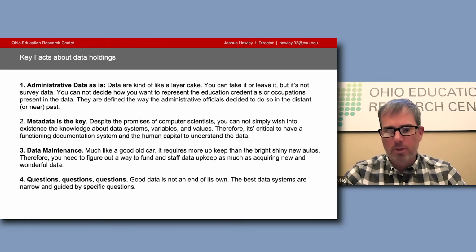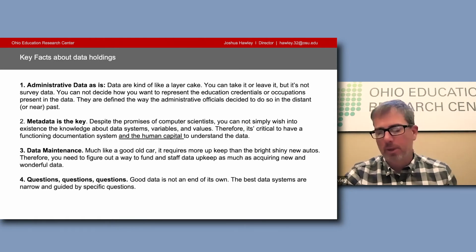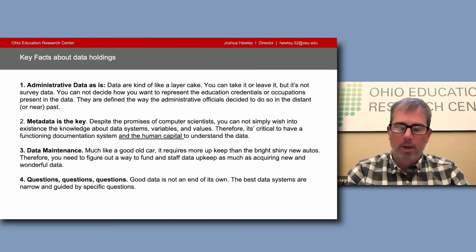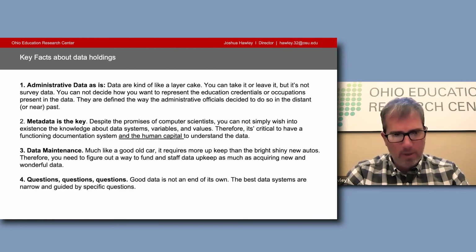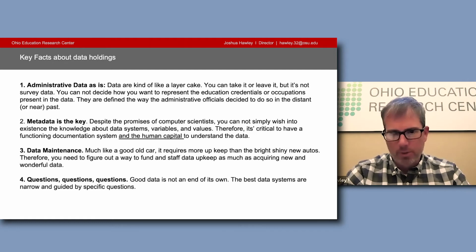So, just because a data system is old doesn't mean it's bad. But you do have to account for that maintenance cost and account for the maintenance human capital needs over time. You can't simply hire people or have staff that know the new stuff. The other key fact here is questions. Everything's about what's important to the government at the time, which means you as a researcher have to compromise.